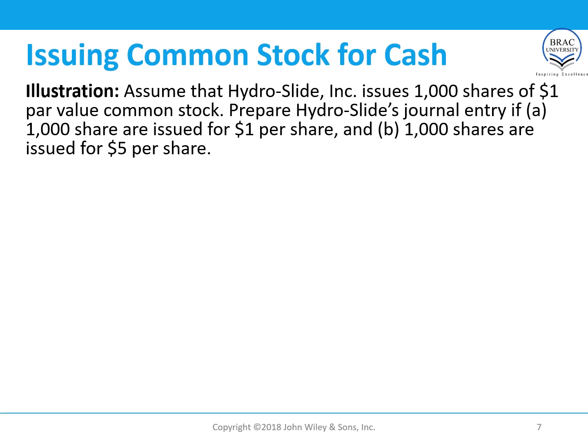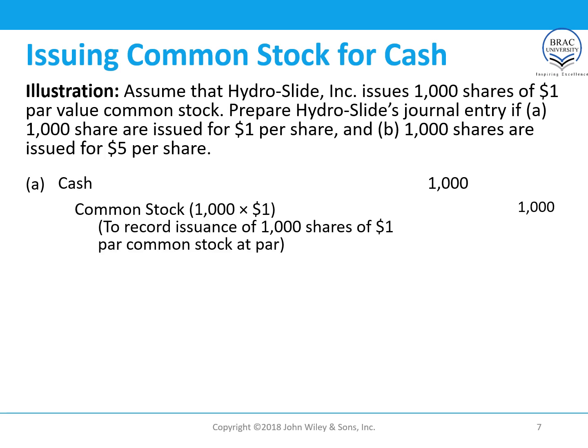So this entry will be pretty simple: cash debit $1,000 to common stock credit $1,000. Why have we debited cash? It's because the company has received cash due to the issuance of common stock, and when cash increases it must be debited. And common stock is a capital account, and as you know, when capital increases it must be credited. So $1,000 has been credited in the books of Hydroslide Inc.